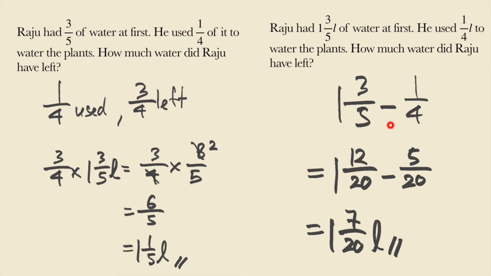It's not that simple, is it? First, we need to make the denominators the same. And then we can subtract. So 12 units, can you subtract 5? Absolutely. So the 1 whole stays, you get 7/20. Do not forget the liters, your units.